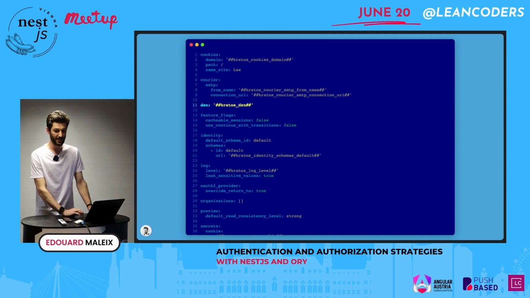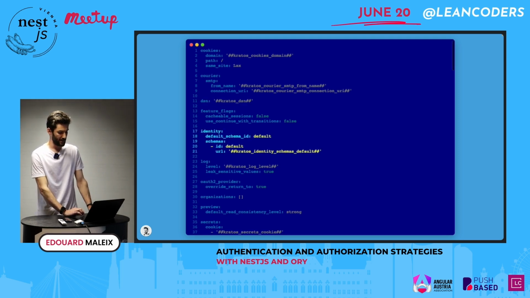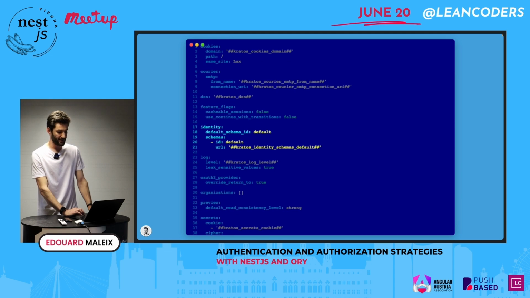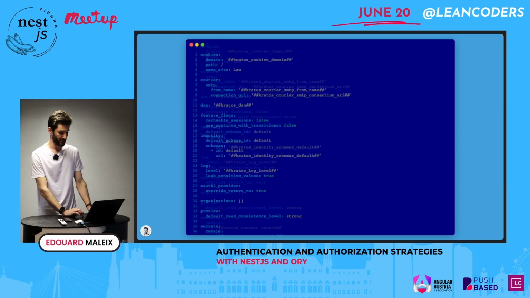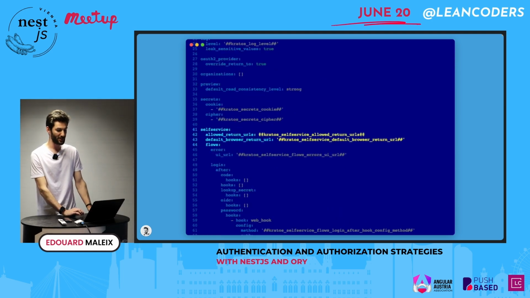The DSN stands for data source name, so that's more or less the URL of the data source. By default, it will store your data only in memory, which can be handy for testing. Identity allows you to list the location of all your schemas that we mentioned previously. We will zoom in on the schema in a minute. Self-service is probably the biggest part of the Kratos configuration. That's where we can specify and configure all the flows.